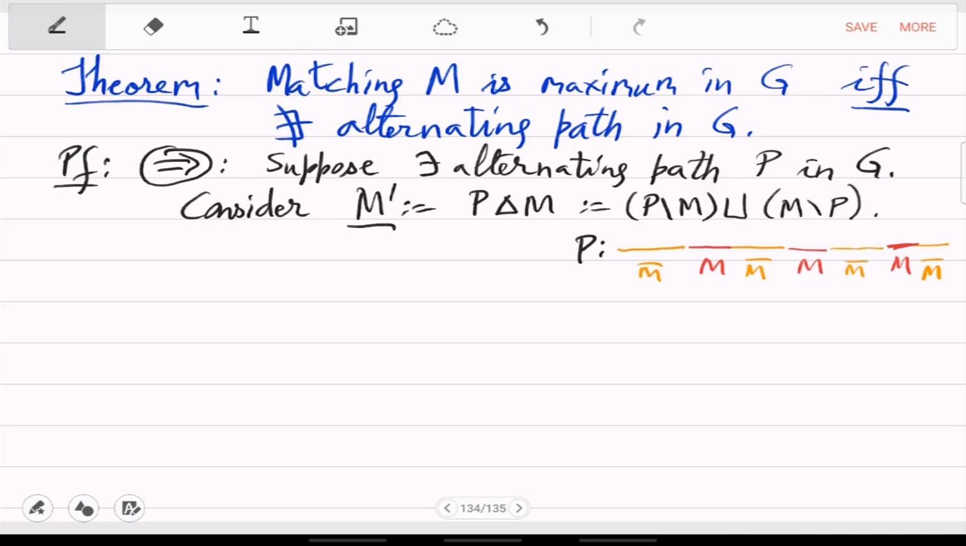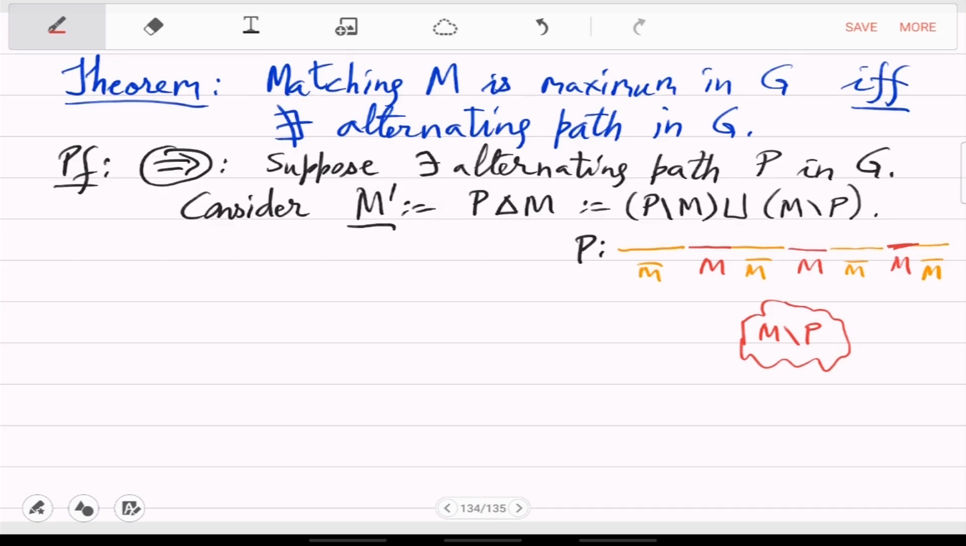So when you do the symmetric difference, what do you get? The remaining M edges are here. This is M minus the path. The things which are not in the path, we don't change them, of course. Those edges will go in M prime, but the M edges in the path, we will remove them, and they will be replaced by M complement edges. So 3 will become 4.